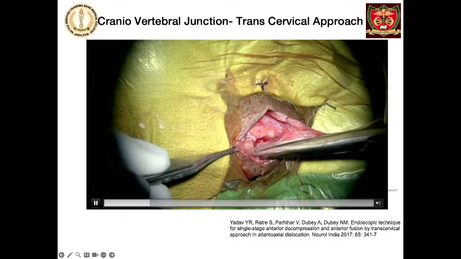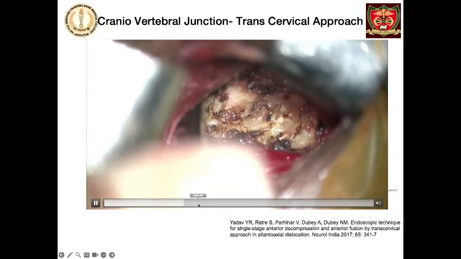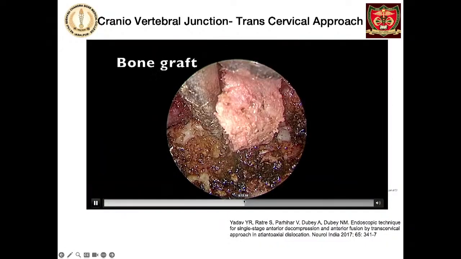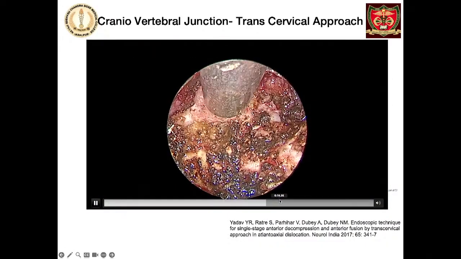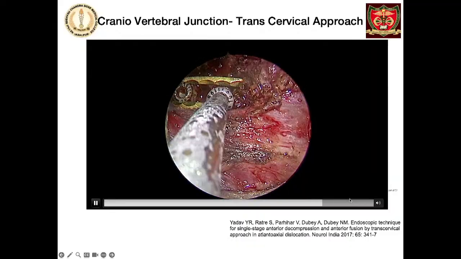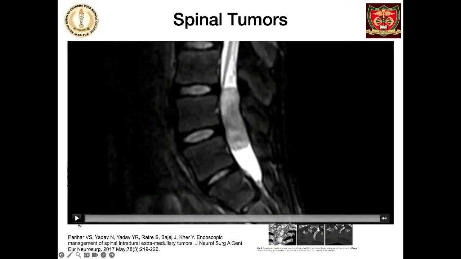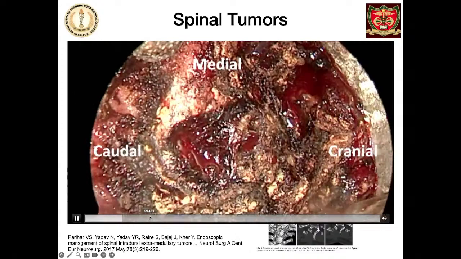And this is the fixation through the transcervical route. If you're not able to do the transoral or there is some contraindication or you are afraid of infection, then one can go with the transcervical approach to the CVJ.